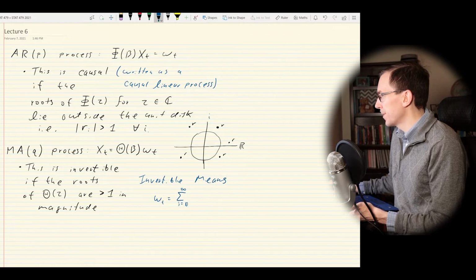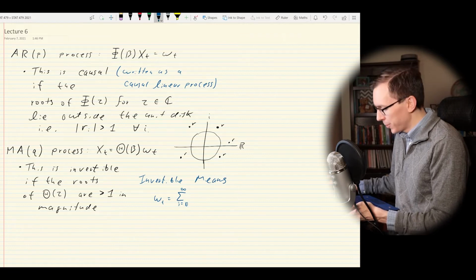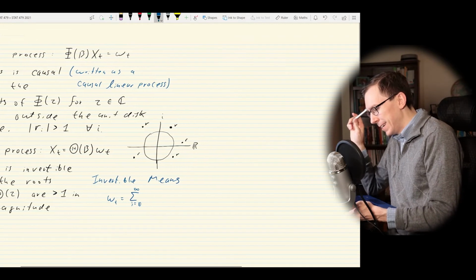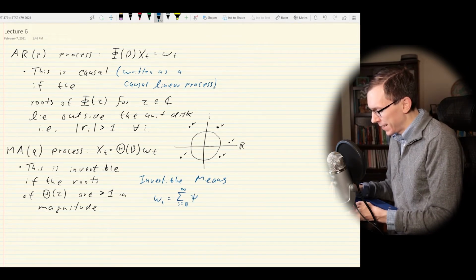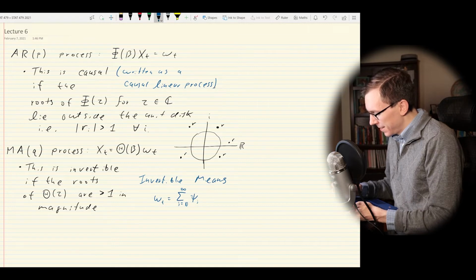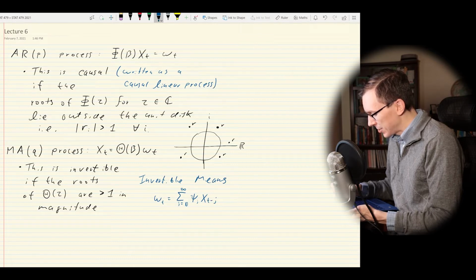We'll just use, no, I don't want to use theta because theta is the actual coefficient. We'll use phi, even though I think, no, psi. We'll use psi, the little one that looks like a trident. There we go. We'll use psi j times xt minus j.